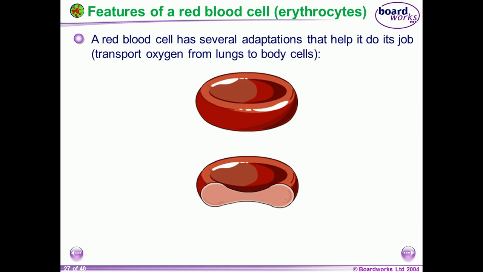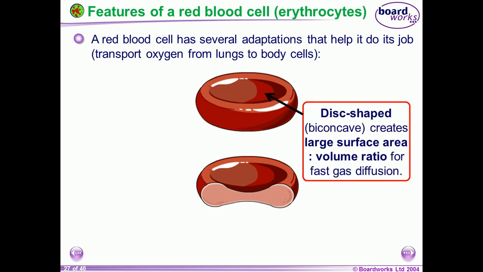So how are they adapted? These are the three adaptations to mainly know about. First of all, you can see that they've got this sort of disc shape, which is known as biconcave. Because of the specific shape it has, that increases the surface area to volume ratio, which makes it easy for gases to diffuse into the red blood cells, which would be oxygen, and it makes it easy for oxygen to also diffuse out of the red blood cells when it needs to get to the body cells. So having a biconcave disc shape creates a larger surface area to volume ratio for gas diffusion in and out of the red blood cell, so that it can transport oxygen to body cells.